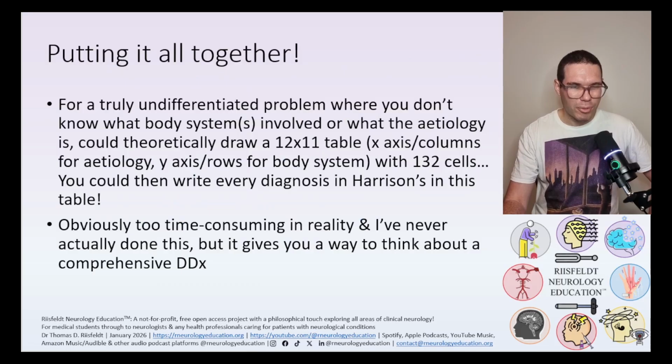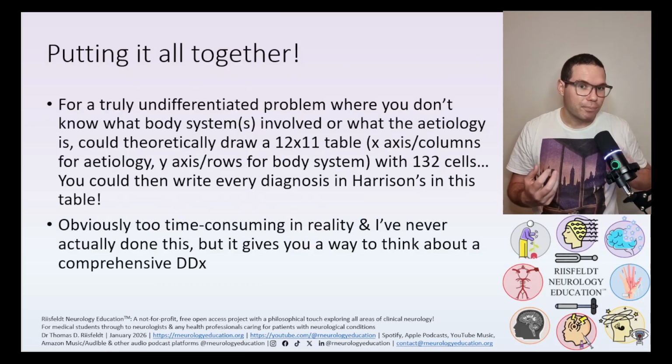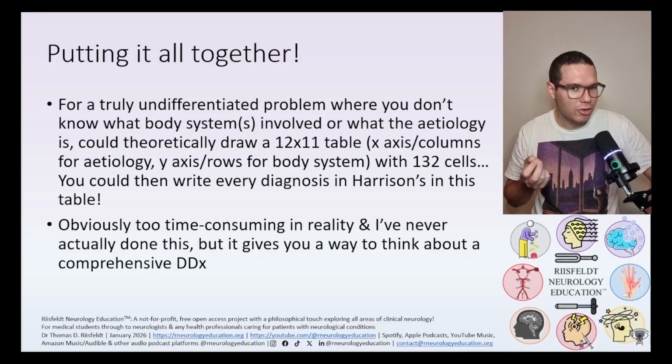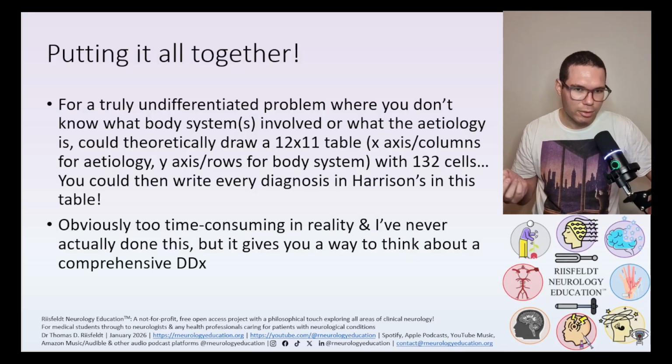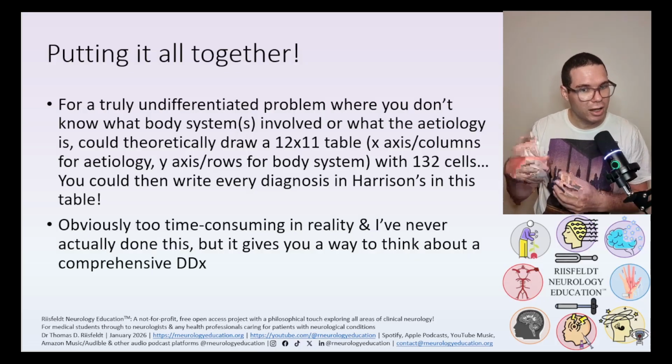So we can take a deep breath for a moment. So how do we put it all together? For a truly undifferentiated problem where you don't know what body system is involved and you don't know what the etiology is, you could theoretically draw a 12 by 11 table.